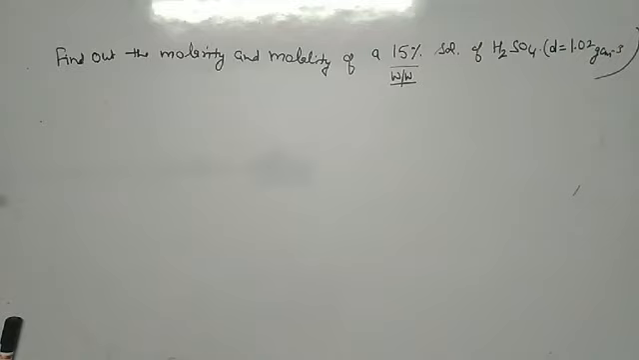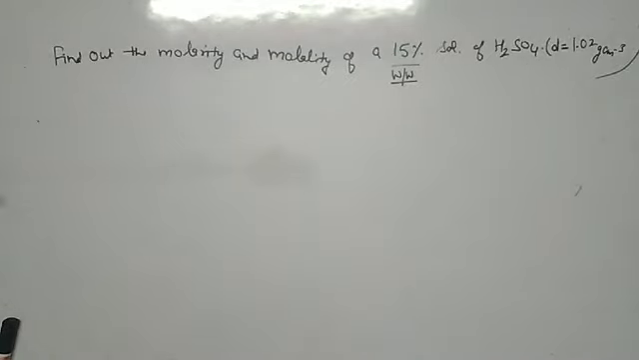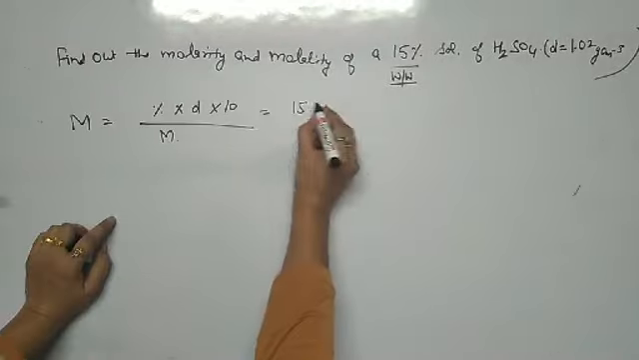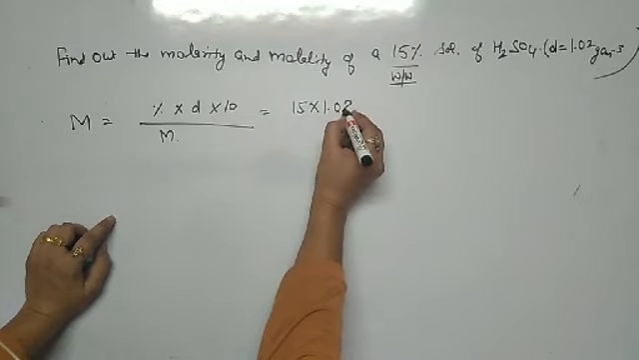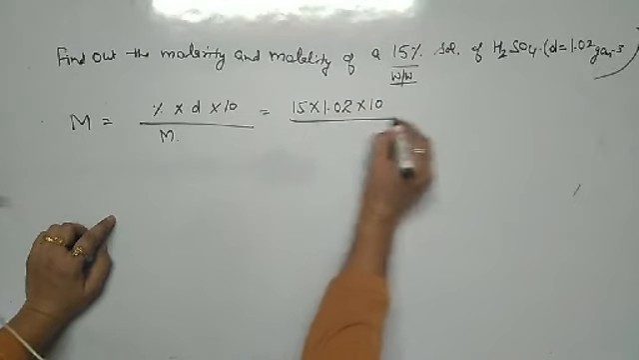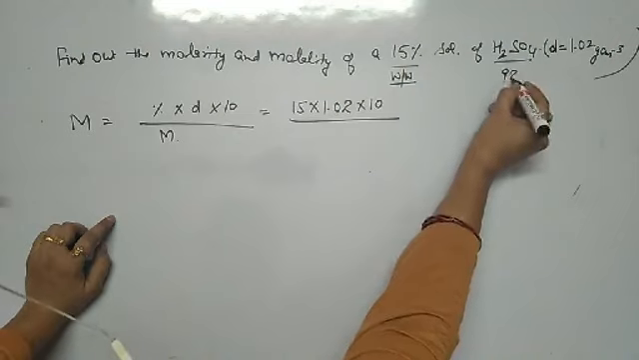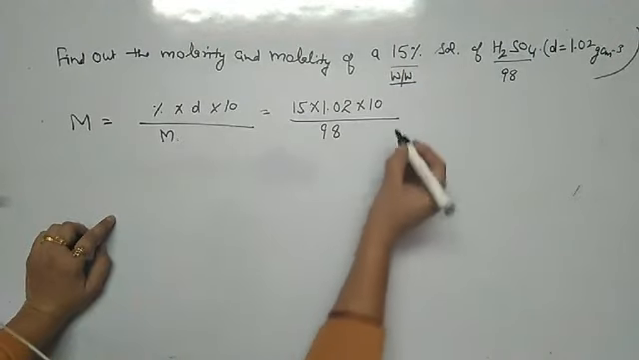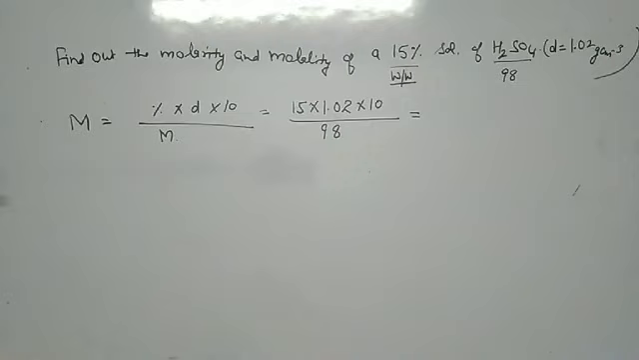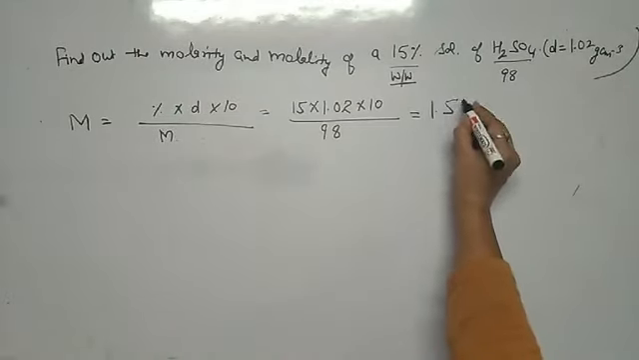Again Ritesh got tired. Enough for today. Yeah beta, just the last numerical. Molarity is density into 10 upon molar mass. H2SO4 is 98. You may have learned this one, and it's very simple. You can find out the molarity. It will be equal to 1.56 molar.